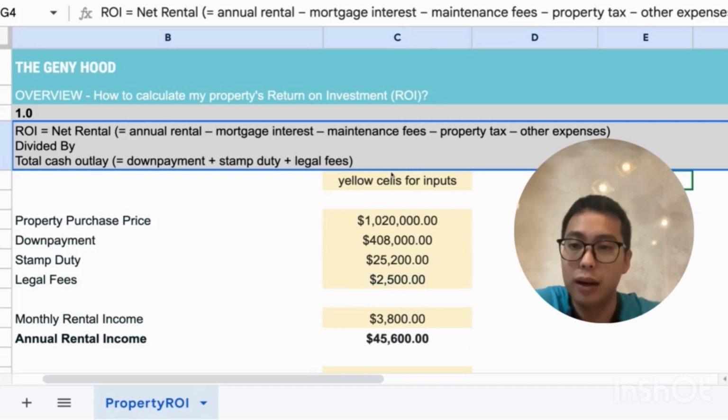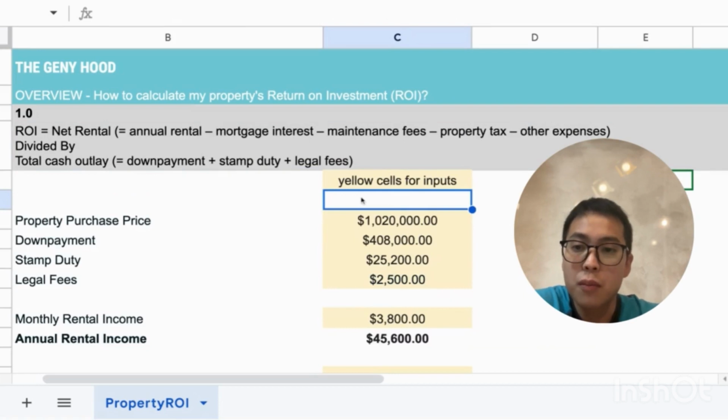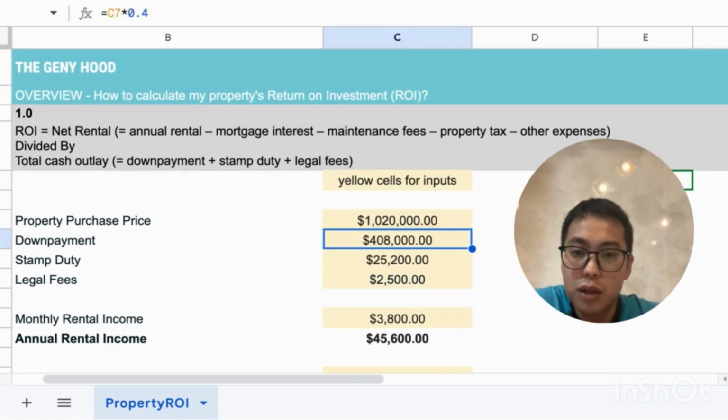I'll go through line by line, okay? And then divided by total cash outlay, which is equal to the down payment that you make for your property, plus the stamp duty, plus the legal fees, the basic things for your property. So assuming you pay for your property, purchase price, first we calculate the total cash outlay. Property purchase price 1.02 million.